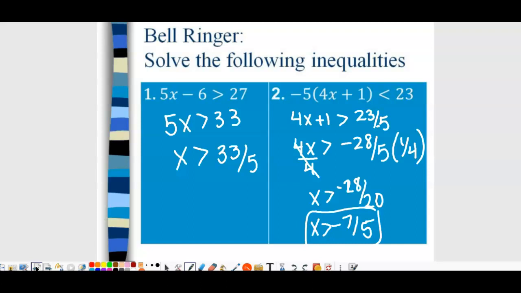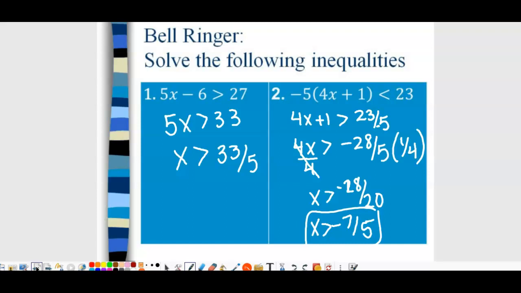All right, so for 1 and 2, you solve for x. So you have a few choices in number 2. You could distribute the 5, or you can start by dividing both sides by 5. Either way, it gives you the same solution.